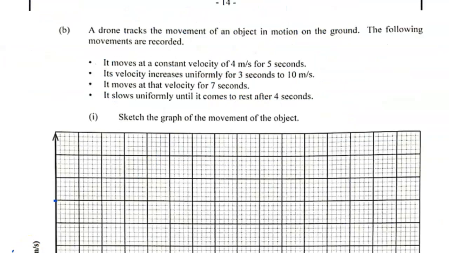Part B. Alright, so part B. A drone tracks the movement of an object in motion on the ground. The following movements are recorded. Constant velocity of 4 meters per second for 5 seconds. Its velocity increases uniformly for 3 seconds to 10 meters per second. It moves at that velocity for 7 seconds. It slows uniformly until it comes to rest after 4 seconds.